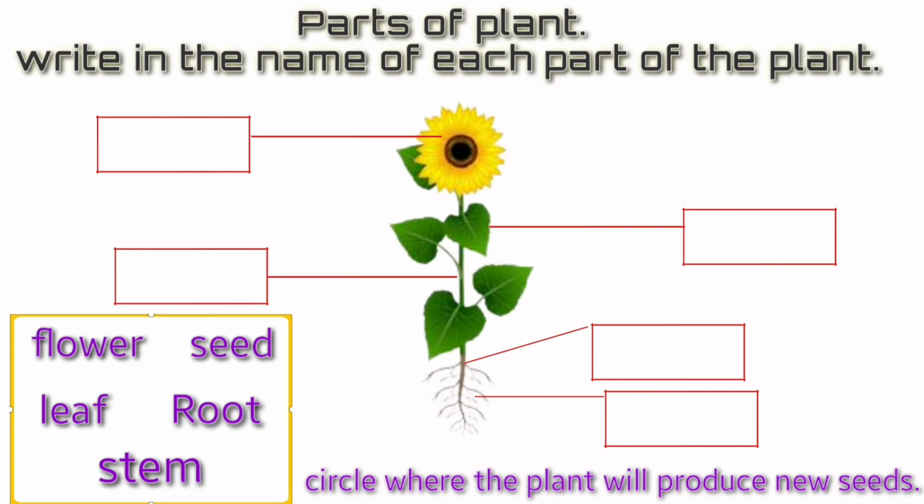Parts of plant. Write in the name of each part of the plant: flower, leaf, seed, root, stem. Circle where the plant will produce new seeds.